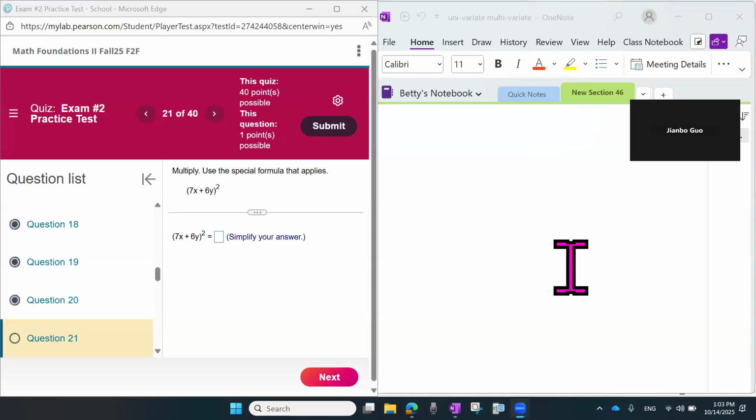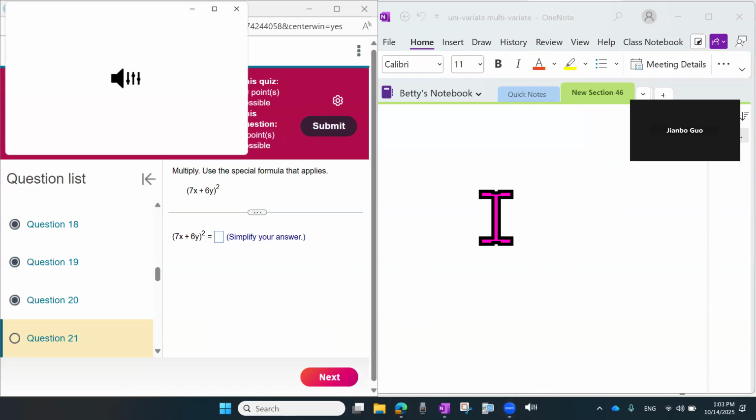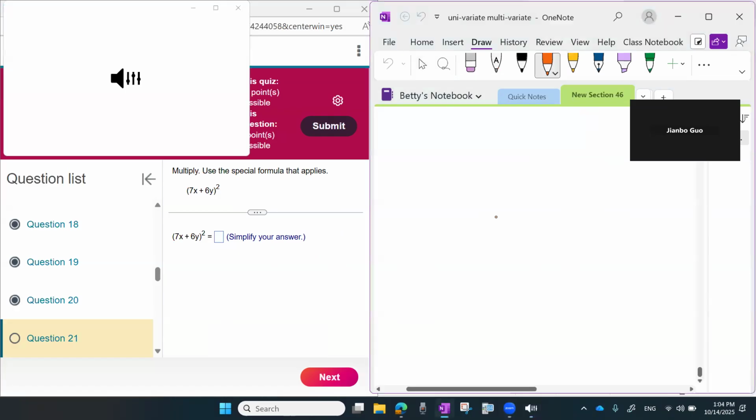Podcast, we're going to continue working on reviewing for test 2. Question number 21. Multiply. Use the special formula that applies. So we have a formula to expand the square of a binomial sum. And let me give you the formula. The formula is square of a plus b equals a squared plus 2ab plus b squared.